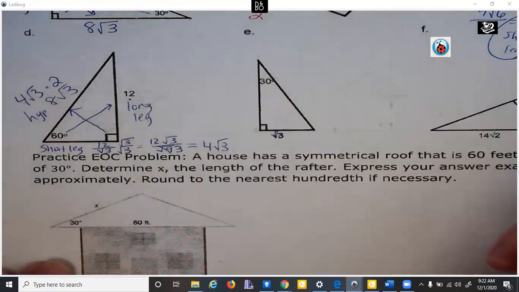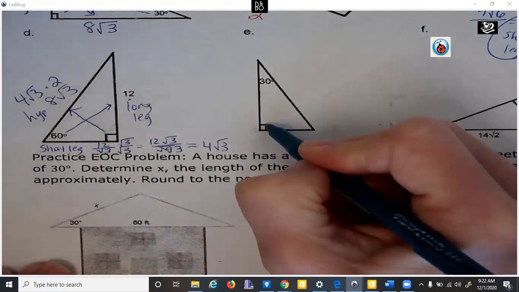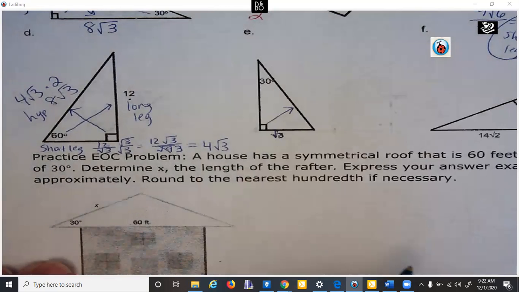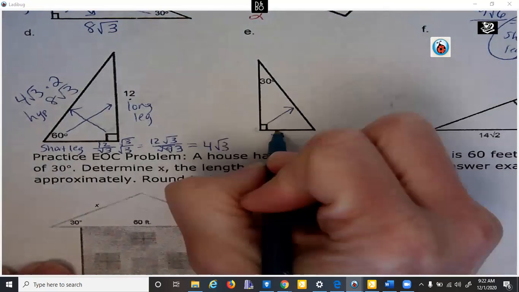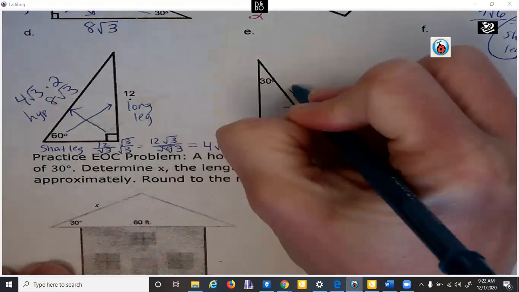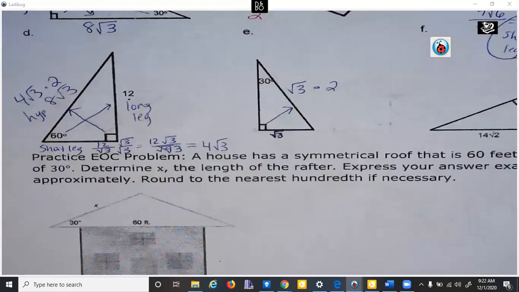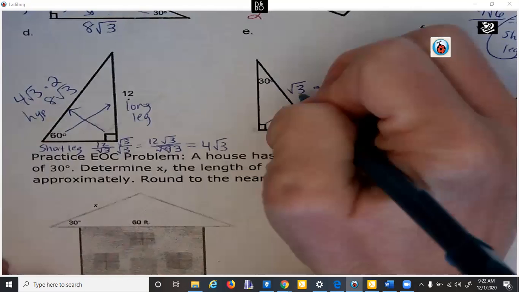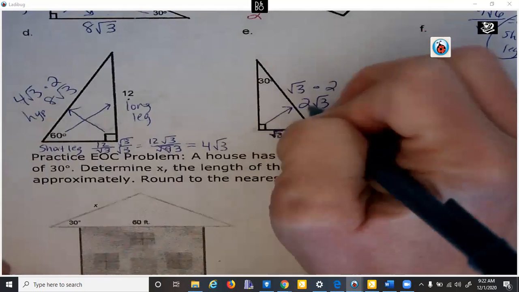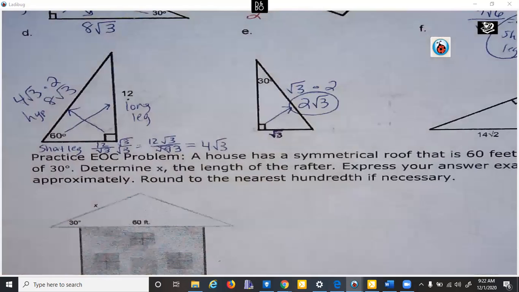Let's go ahead and find the hypotenuse. What do you do to the short leg to find the hypotenuse? Multiply by 2. Is my answer going to be square root of 6? No, it's going to be 2 root 3. So that's the hypotenuse, 2 root 3. You don't multiply the 2 and the 3 because the 3 is inside the square root.